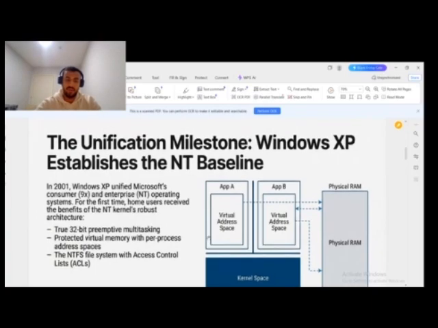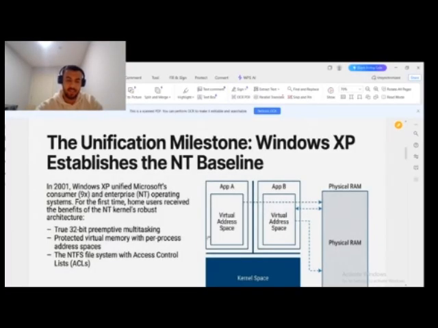We will have Windows XP here, and the date starts from 2001. This was a unification milestone, bringing the NT kernel stability to the consumer market.